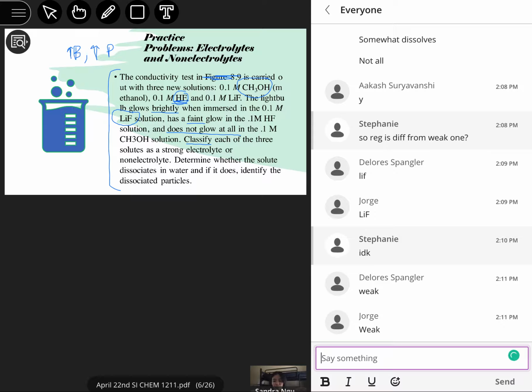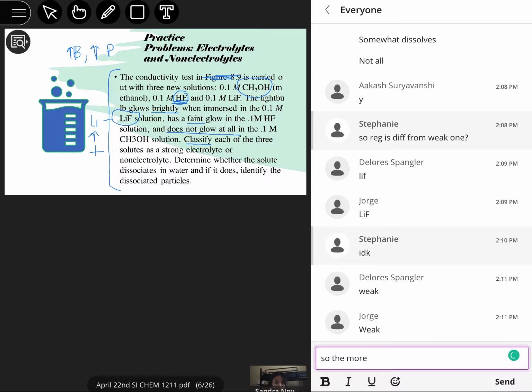And we know it's weak because it just glows faintly. It's very faint, it doesn't do much. Like if you're in a room and you have a weak light bulb, it's useless. It does almost nothing for you. Why would anyone want a weak light bulb? We might as well have no light bulb. So HF just remains as an HF molecule. LiF breaks up and goes out as Li, the cation that you have. HF just stays as HF, there's nothing happening to it.